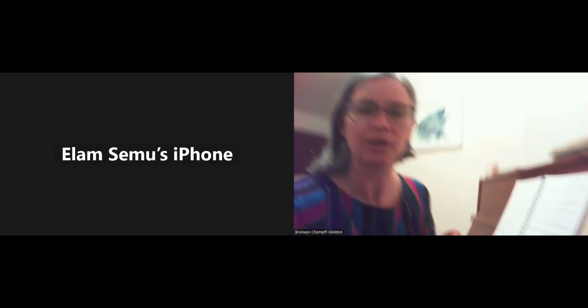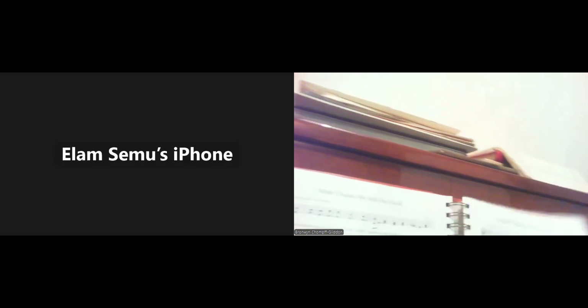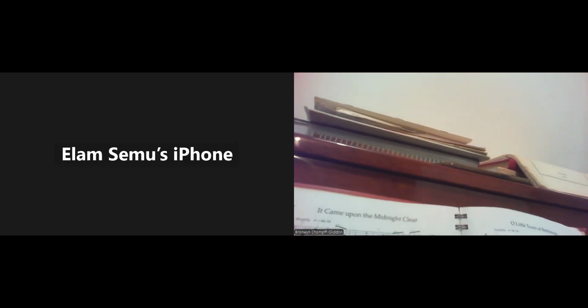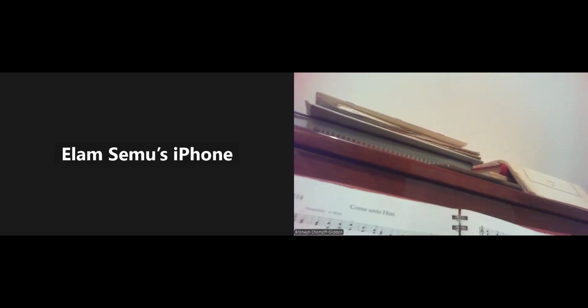Now, the other thing that we can use intervals for, let's find something new. I am trying to find something that does not have any sharps or flats, because that's just complicating it.